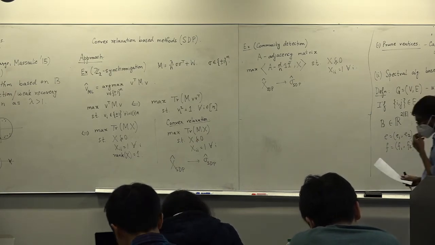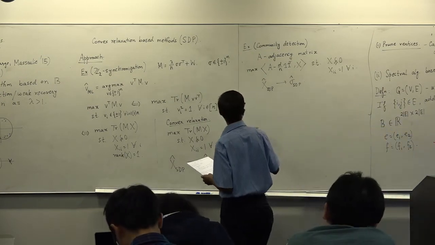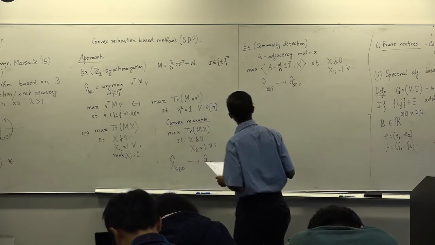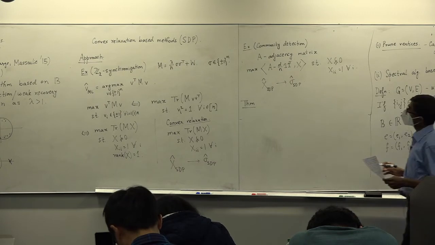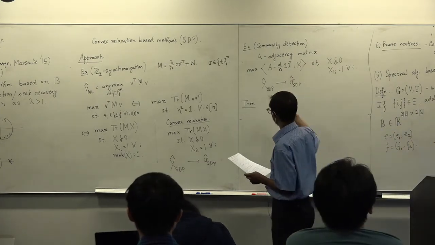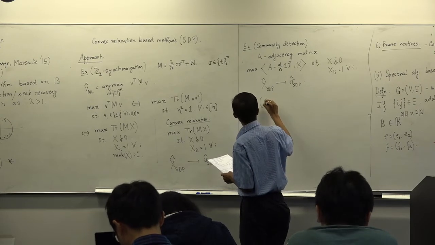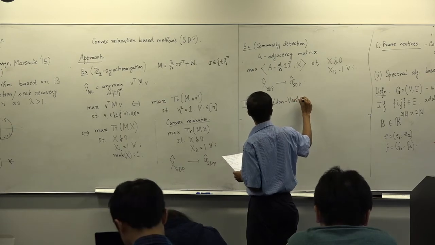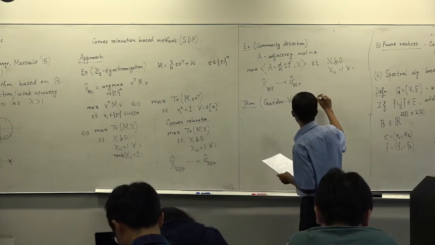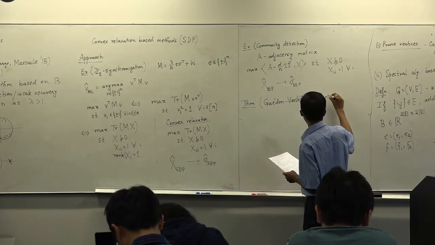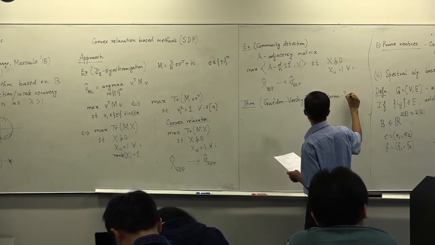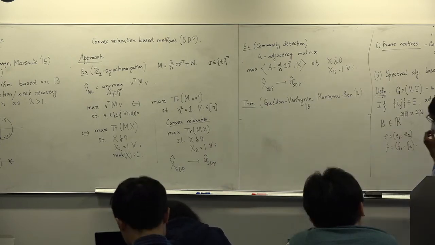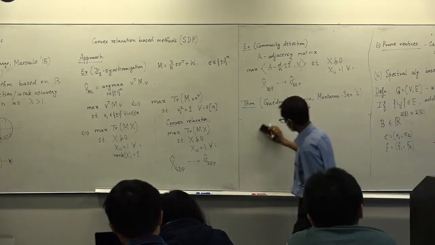Okay, so what is known about these things? The first analysis for this SDP in the context of the community detection problem actually goes back to a paper of Guedon and Vershinin. And then we had some result. Ours was in 2016. I think this was in 2015. But let me describe the results. There's something interesting here.